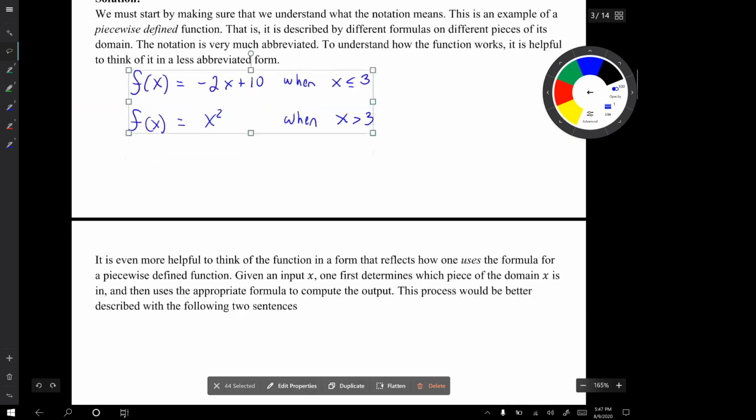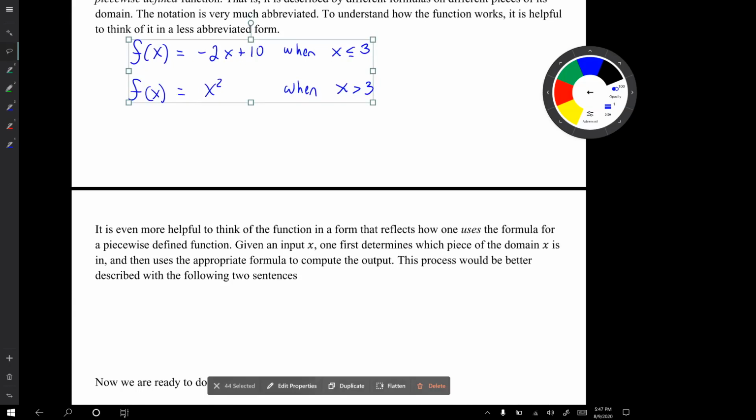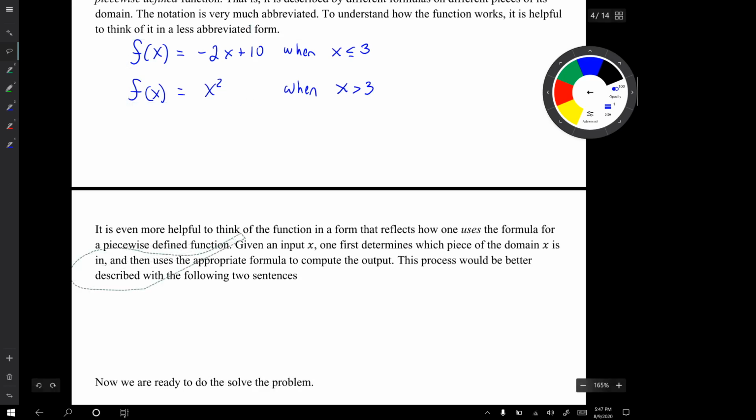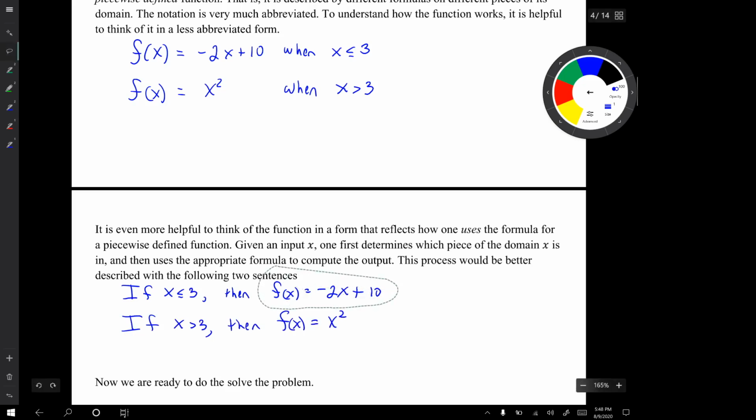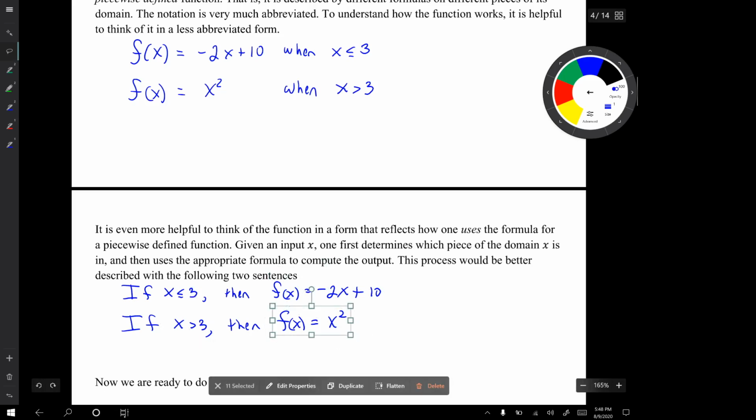Now, it's even more helpful to think of a function in the form that reflects how you actually use the function. So that is, when you're given an input x, you first have to figure out what piece of the domain that x is in, and then use the appropriate formula to figure out the y value. So that process could be better described with sentences written in the following way. So if x is less than or equal to 3, then f of x is given by this formula, and if x is greater than 3, then f of x is given by this formula.